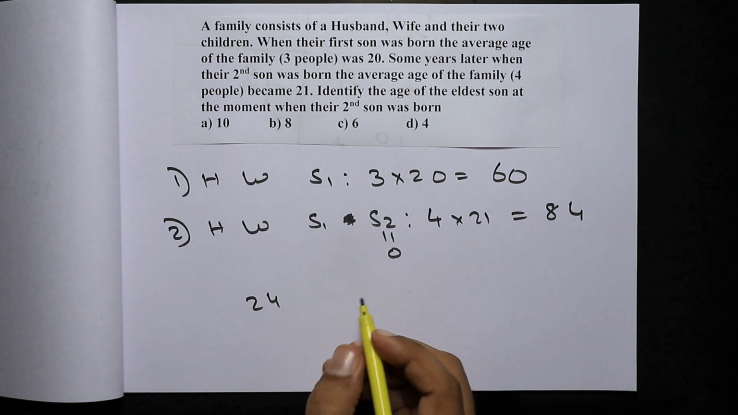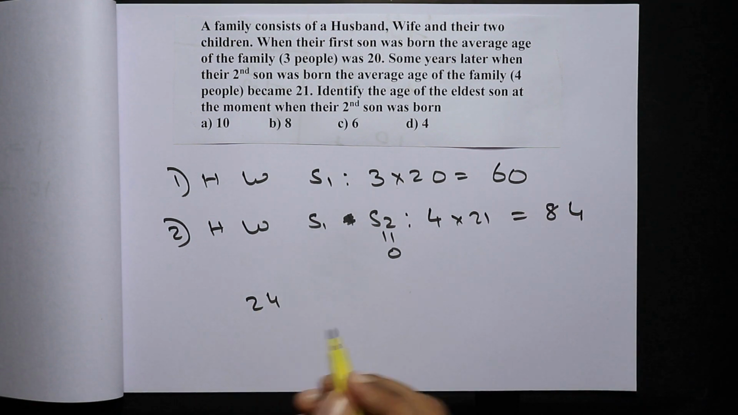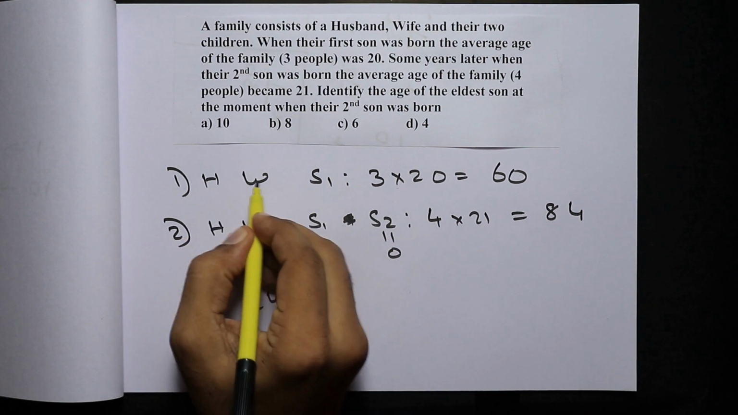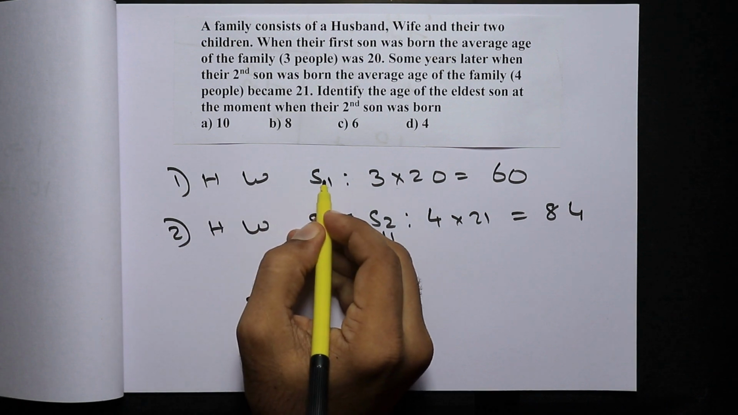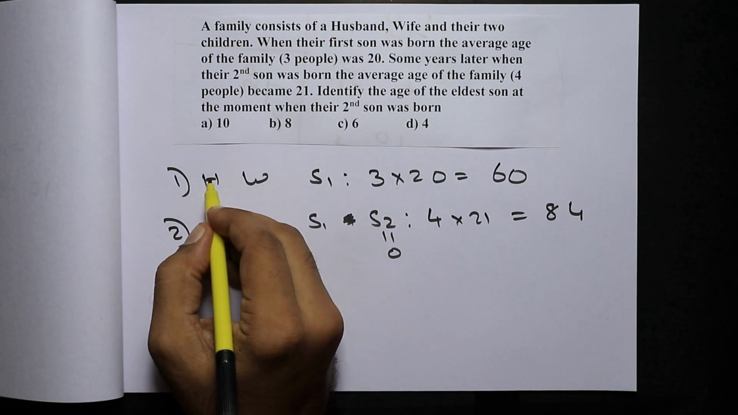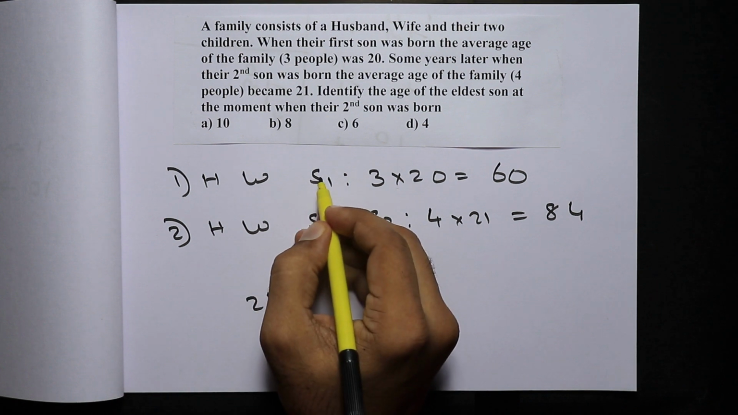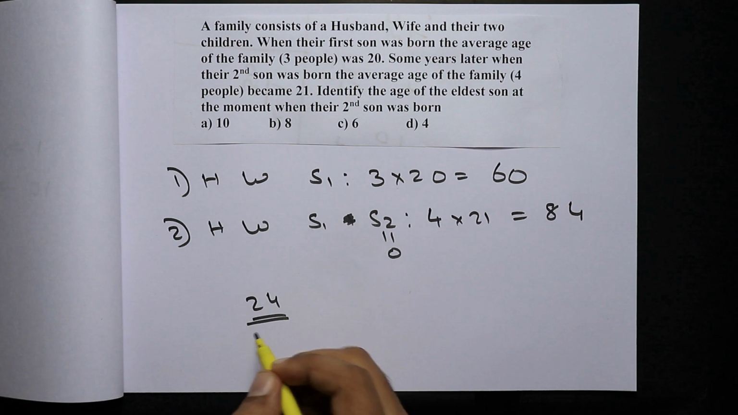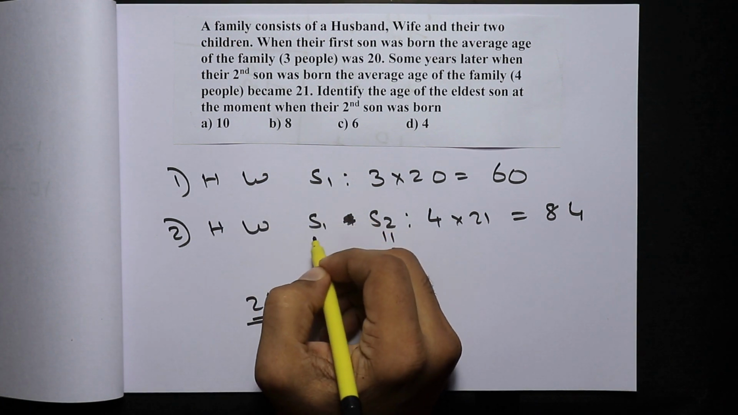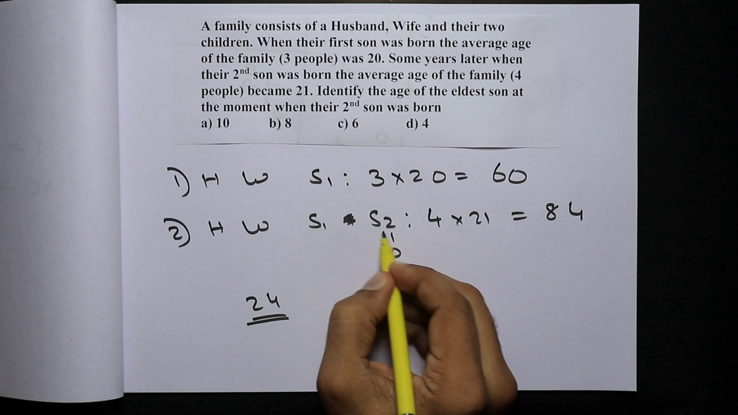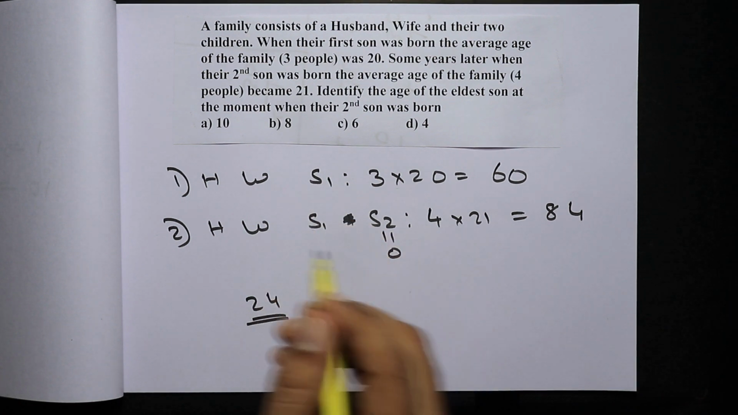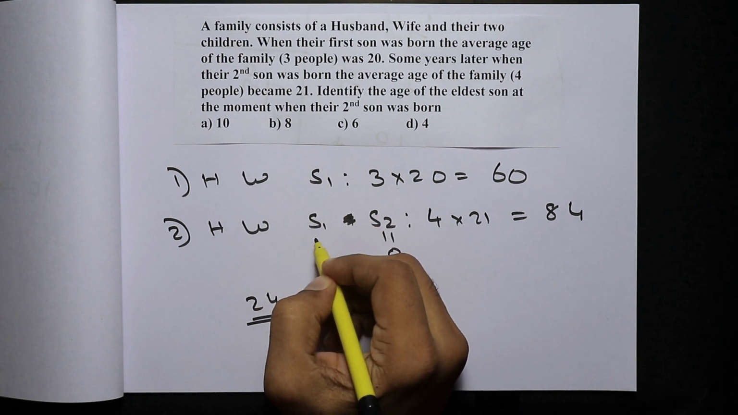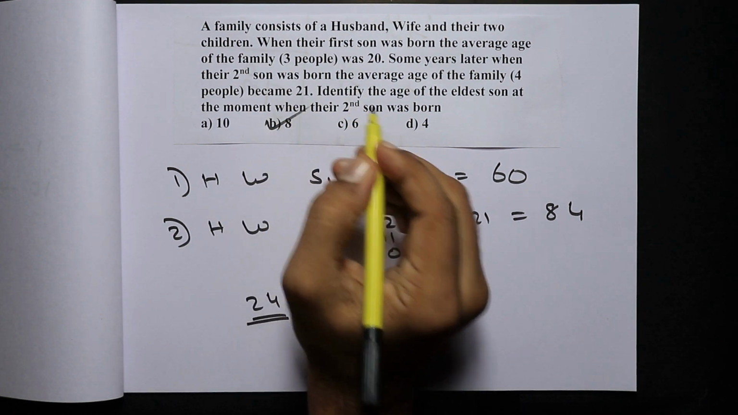Now, how can the total sum increase by 24? S2 is actually equal to 0. That is, each of these three, husband, wife and son 1, all three of them should be 8 years older. So here it will be plus 8, here it will be plus 8 and here it will be plus 8. 8 plus 8 plus 8, the total sum has increased by 24. So each of them should be 8 years older. So which means that the second son was born 8 years later. So when the second son was born, the first son will be 8 years old. Hence option B, 8 is the right answer.